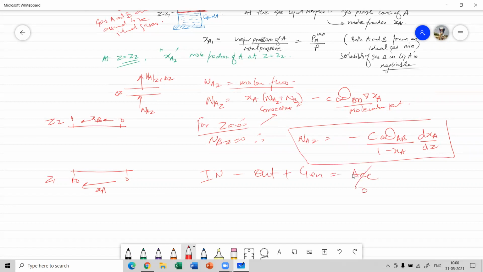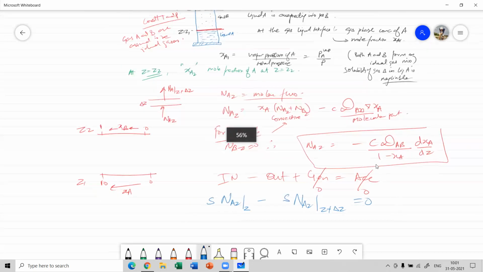Now under steady state, the accumulation part is 0, and obviously there is no generation or chemical reaction occurring in this, so there is no generation of A or disappearance of A. So it's purely diffusion, that is, A is diffusing into B. So we have input minus output. Let's represent the cross-sectional area as S. So S N_Az at z, that is at the input, minus S N_Az at z plus delta z is 0.